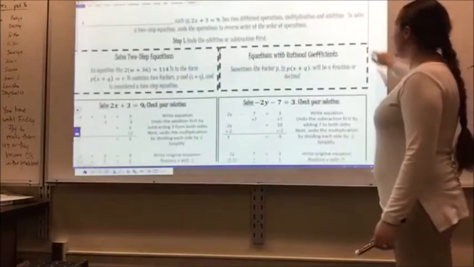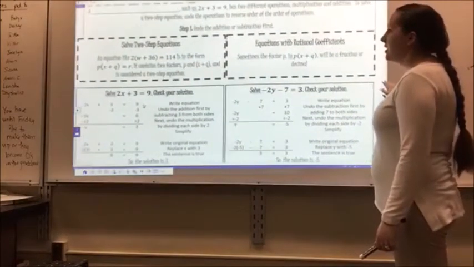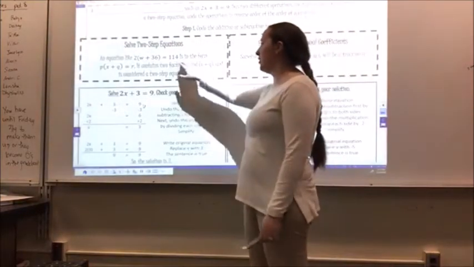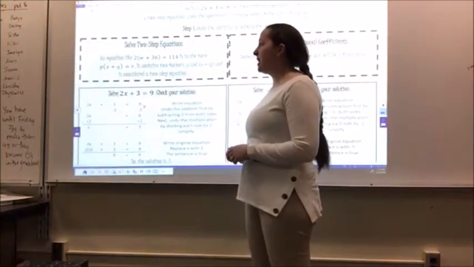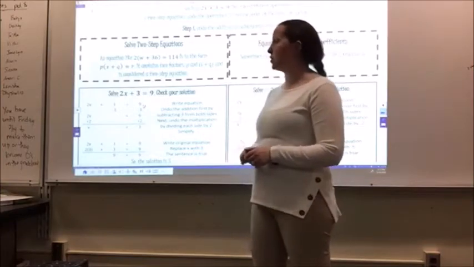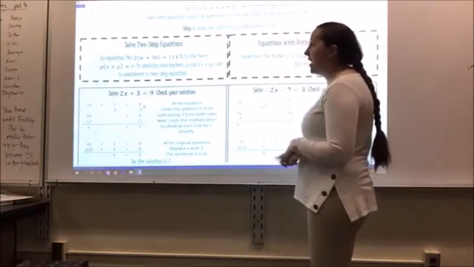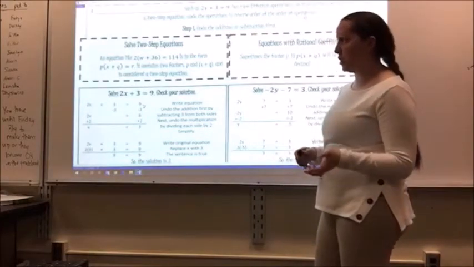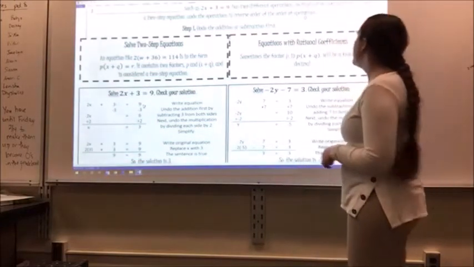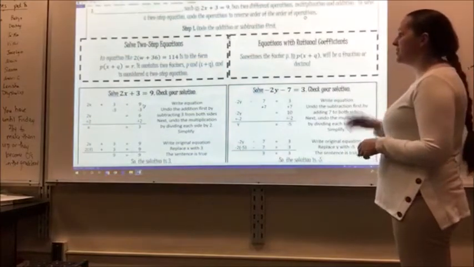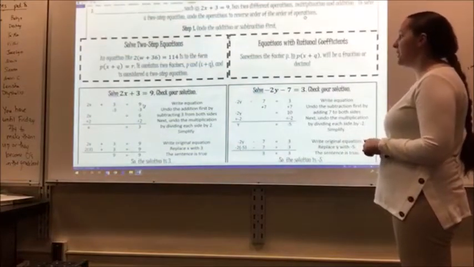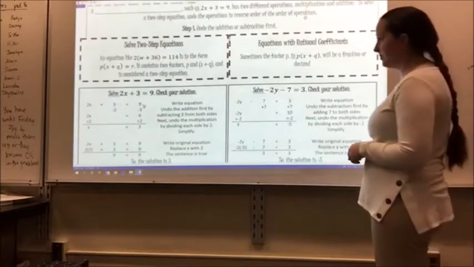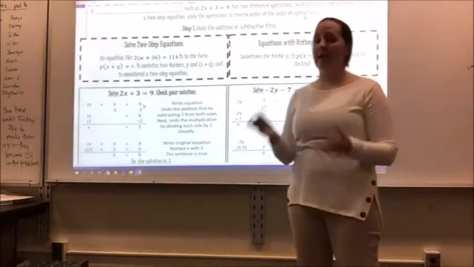All right, so solving two-step equations. An equation like 2 times w plus 36 equals 114 is in the form p times x plus q equals r. It contains two factors, p and x plus q, and is considered a two-step equation. Okay. Equations with rational coefficients, sometimes the factor p in p times x plus q will be a fraction or a decimal. Okay. You do the same exact thing.